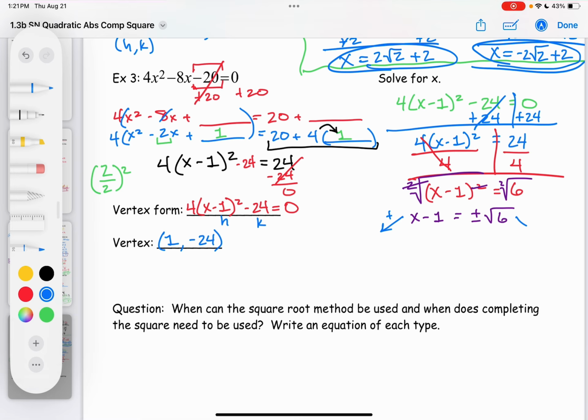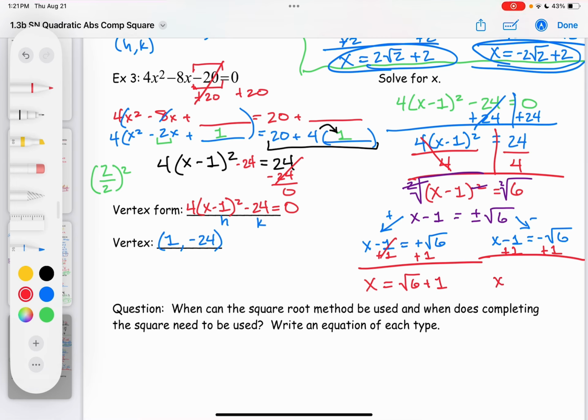I've got a positive root. I've got a negative root. And I'm going to keep finishing this because I'm so close and we're about to have a drill. So x minus 1 equals positive square root of 6. x minus 1 equals negative square root of 6. And to solve, I'm going to add 1 to both sides. These are mixed numbers, so I'm going to have square root of 6 plus 1 and negative square root of 6 plus 1. The end.